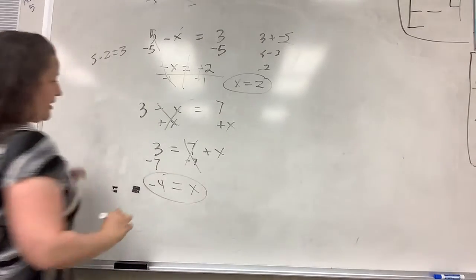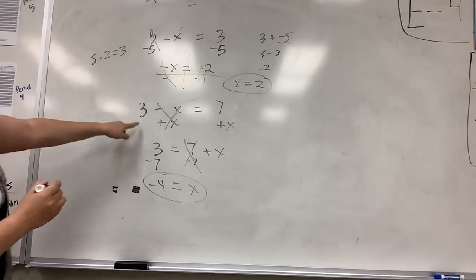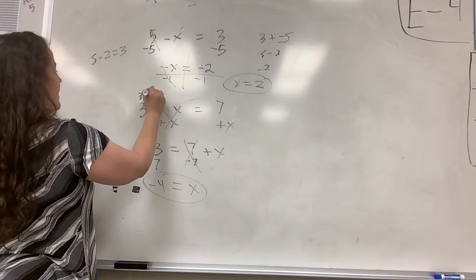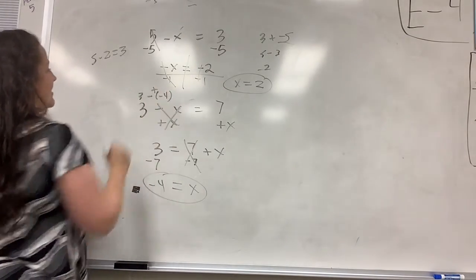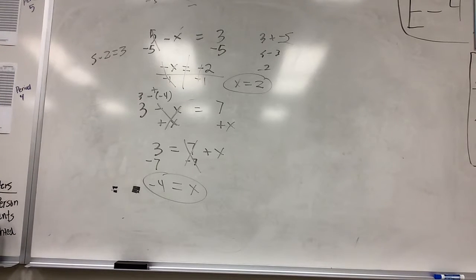You can go back and check your work to make sure that makes sense. And you can actually see it because 3 minus a negative 4 would be plus 4, so it would get you that 7.